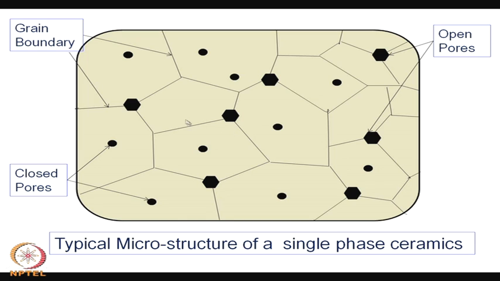We will see later that these pores are also one kind of defects, but otherwise these are the boundaries. These boundaries are the two dimensional defects in a polycrystalline material.